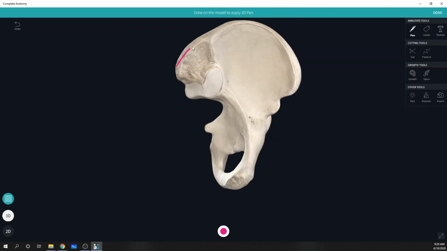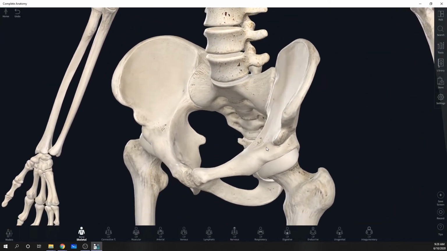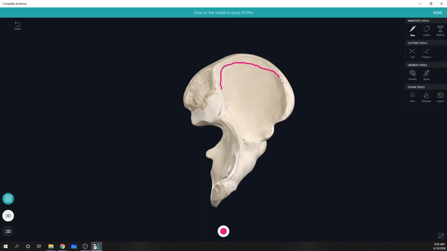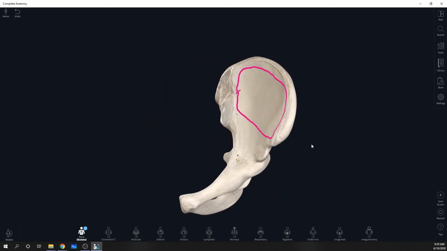The ilium has a ridge that runs along the top part of it. This is referred to as the iliac crest. The iliac crest is where you might put your hands if you were feeling sassy. This area right here that is indented is referred to as the iliac fossa.